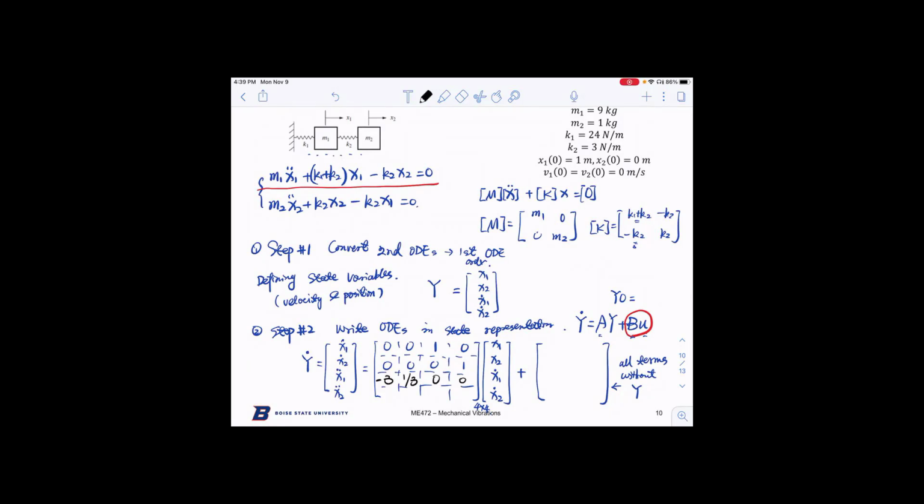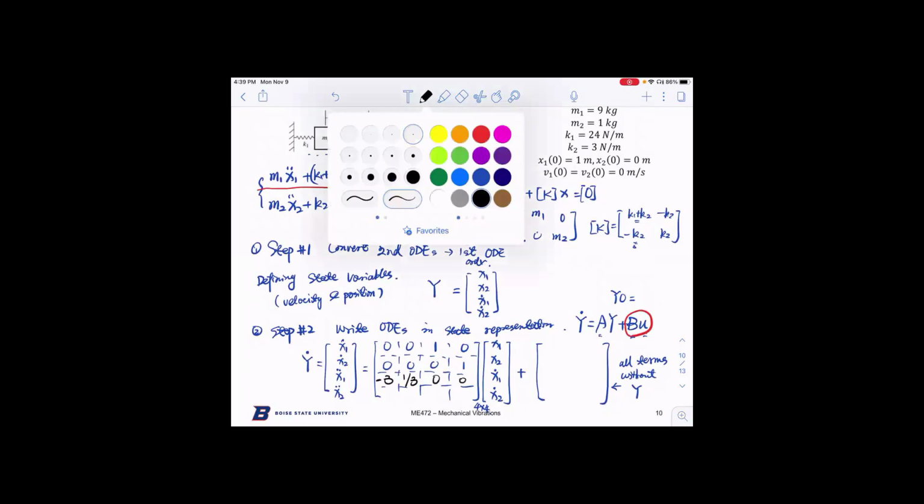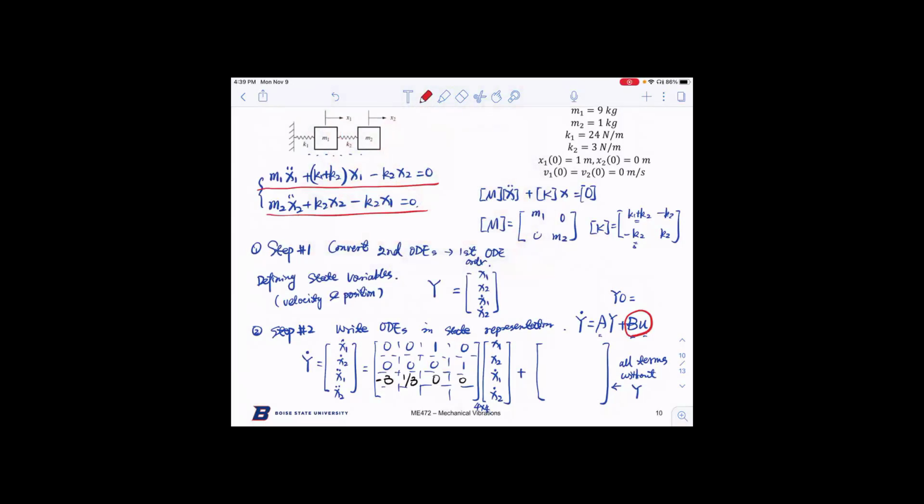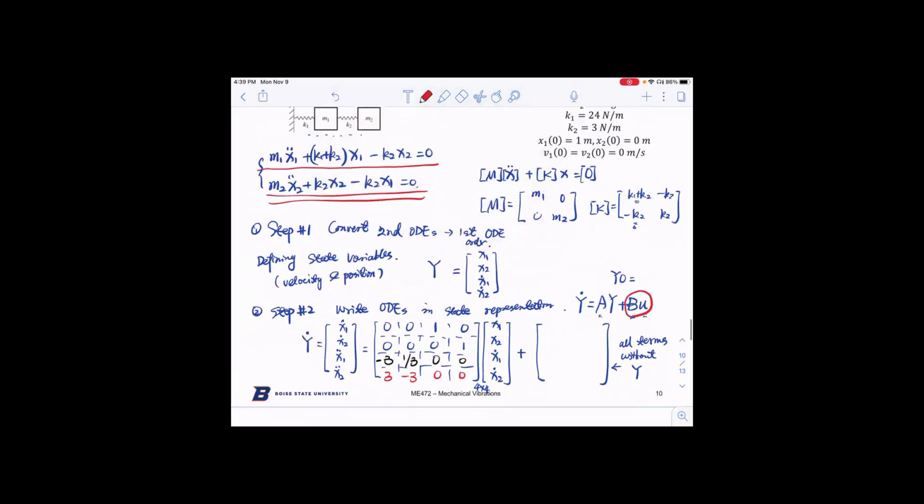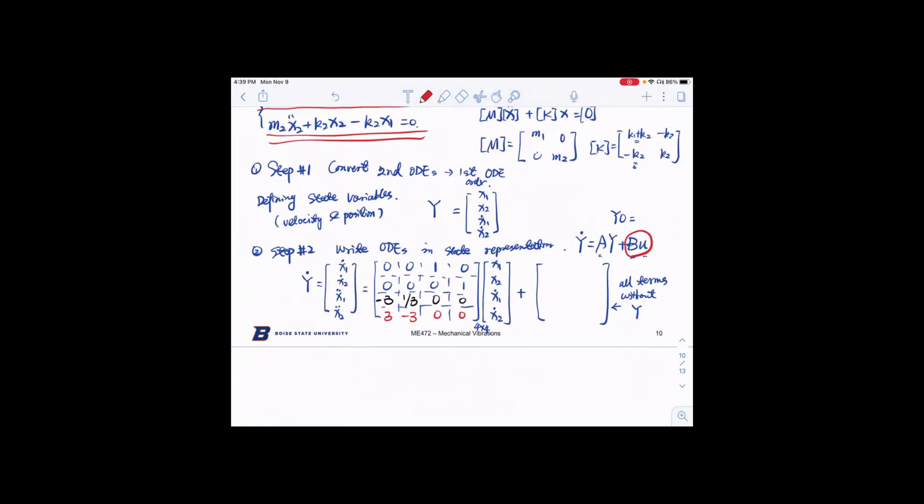And the same thing, if you focus on the second equation, you can get the second row. So your second row is K2. The first entity is K2 over M2. So that's 3. And then the second entity is minus K2 over M2. It's minus 3, 0, 0. So that's how you get your A matrix.